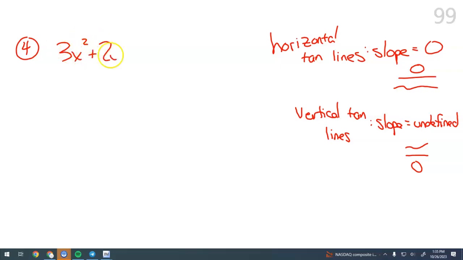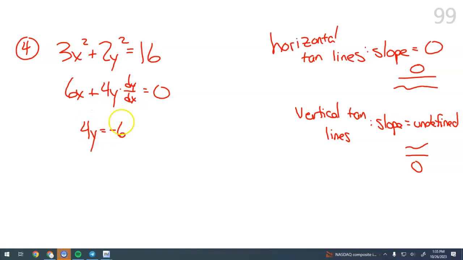3x squared plus 2y squared equals 16. They don't give me a point, because that's my job to find the point. Take the derivative: 6x plus, this will be 4y times dy/dx, equals 0. And then I would subtract 6x. Divide by 4y.